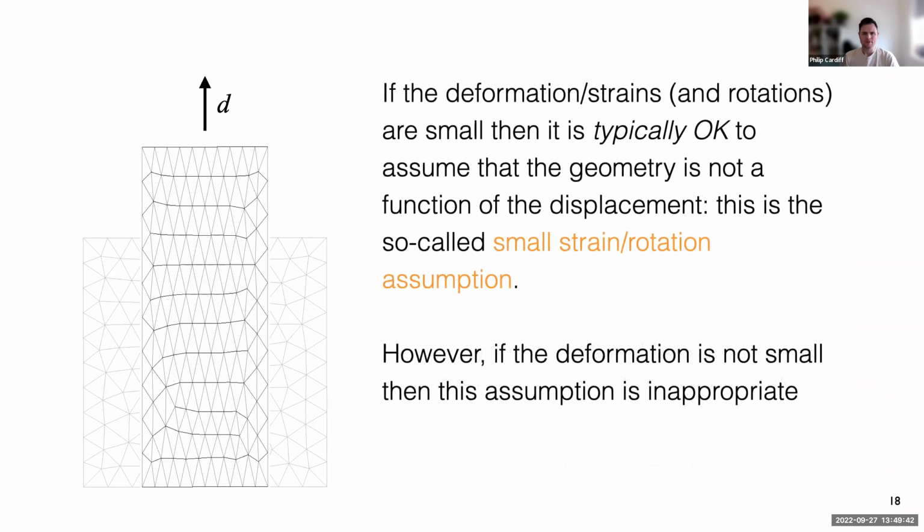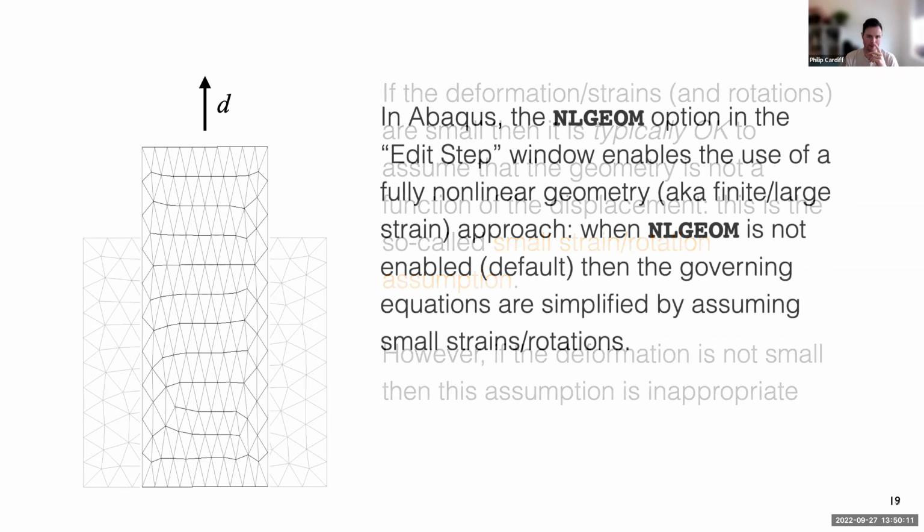To give some examples for material laws, if you have plasticity, then that will introduce nonlinearity. Or for loading, if you have cracks or contact boundary conditions, those also will introduce nonlinearity. So if the deformation, strains and rotations are small, then it's typically okay to assume the geometry is not a function of displacement, and that's called a small strain or small strain rotation approach. But if the deformation is not small, then this assumption is inappropriate.